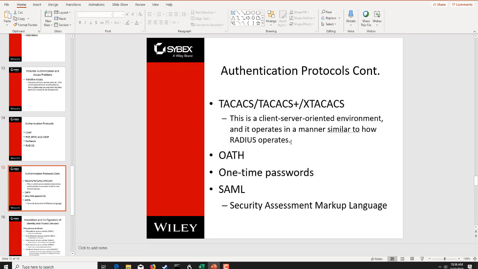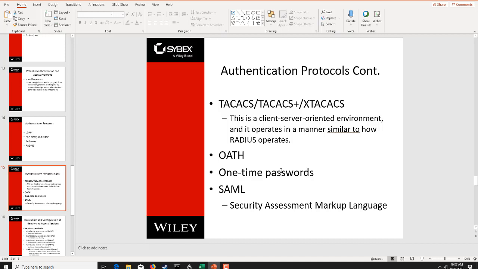Then there's TACACS, XTACACS, and TACACS Plus. TACACS Plus is a proprietary protocol developed by Cisco Systems. It's a client-server orientation. Know that it's very similar to RADIUS and has the same purposes. The big difference: TACACS, TACACS Plus, and XTACACS use TCP as their communication protocol, whereas RADIUS uses UDP as its communication protocol.